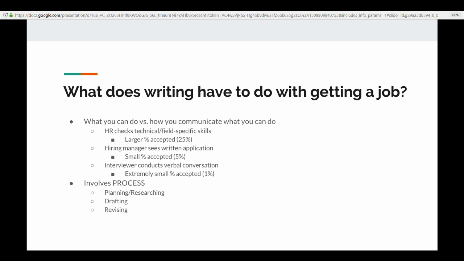And then finally, overall, a job application process involves process. It involves planning, researching for job ads. It involves drafting, which often can go back to that researching process. And then finally, revising, which is very much caught up in the reflexive act of drafting and researching and revising. So in the same way that you would do this for an essay, you're also going through that process with your job application.